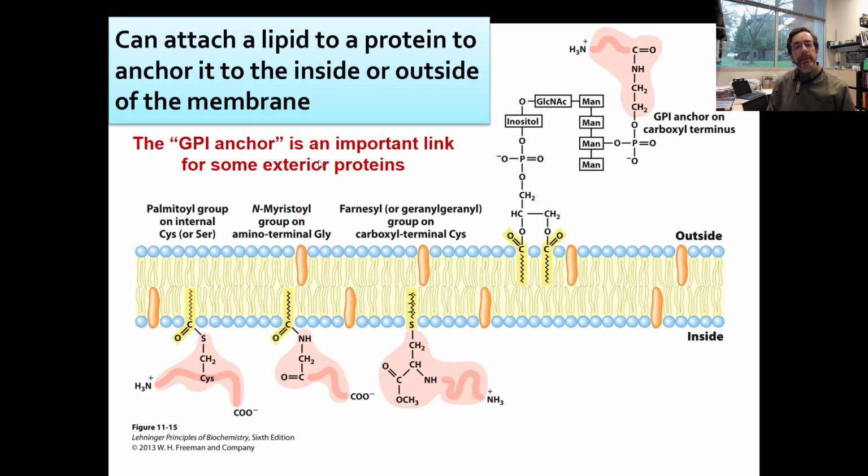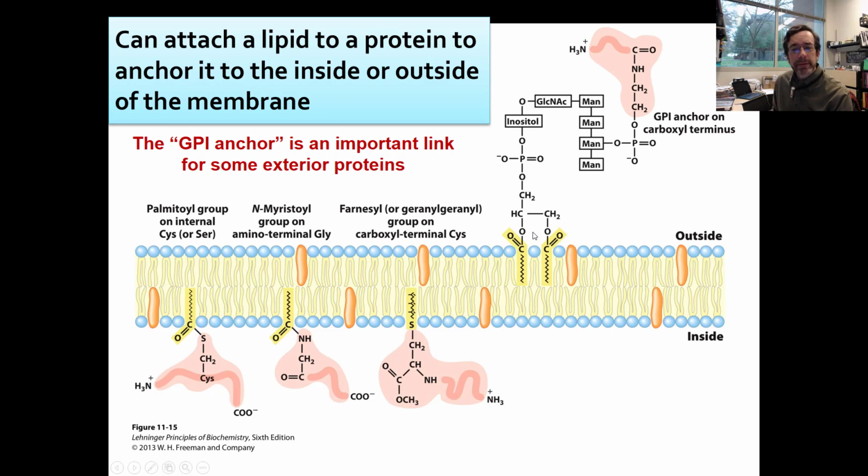Now the lipids, there are a lot of complicated lipid anchors. You don't really have to know much about them. You just have to know that you can covalently attach a fatty acid or a phospholipid to a protein, and then you've got a way to anchor that into the membrane. Just look at this one right here. This is the GPI anchor, and the GPI anchor is actually a phospholipid, so it can be broken down by a phospholipase.